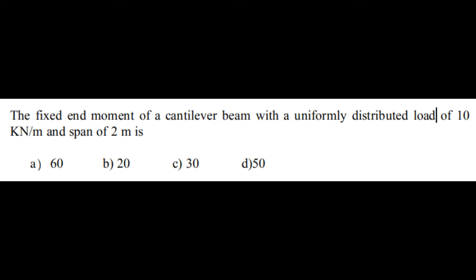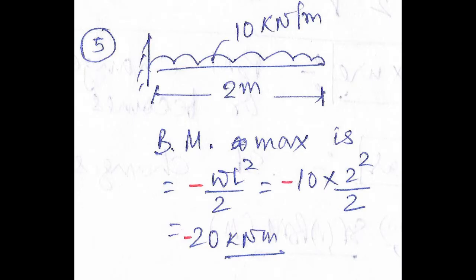The fixed end moment of a cantilever beam with a uniformly distributed load of 10 kilonewton per meter and span of 2 meter is option A 60, option B 20, option C 30, option D 50. Let us see how to solve the problem.